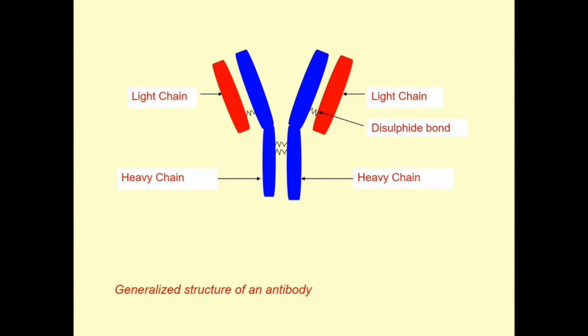There are 5 different types of heavy chain, which determines the class of antibody. They can be either IgM, IgD, IgG, IgE, and IgA. We're going to look at that further on in the slide. The Ig part just means immunoglobulin. There are also 2 different types of light chain that can be either kappa or lambda. Each antibody can have only a kappa or a lambda light chain, never both.